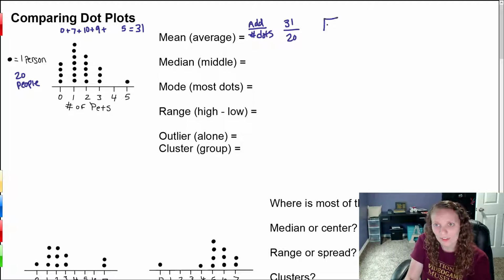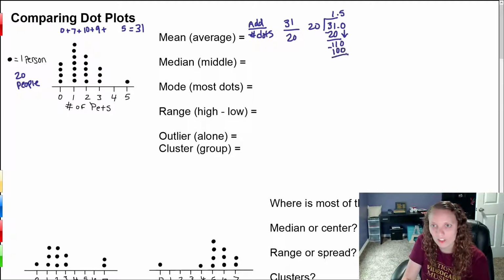And let's do first number in, last number out. 20 goes into 31 once. Minus 20 is 11. Add a decimal, bring down a 0. 20 goes into 110 5 times. 20 times 5 is 100, with 10 left over when we subtract. Bring another 0 down. 20 goes into 100 5 times. 20 times 5 is exactly 100.